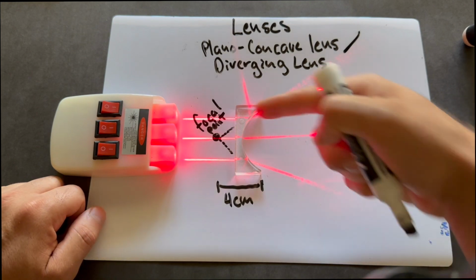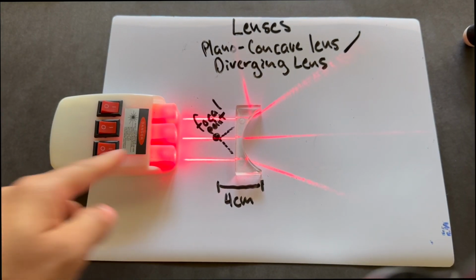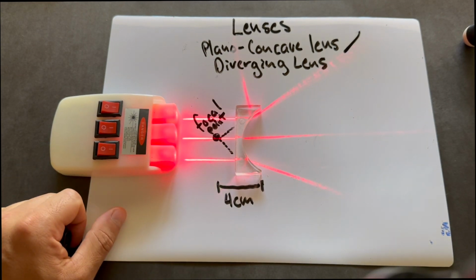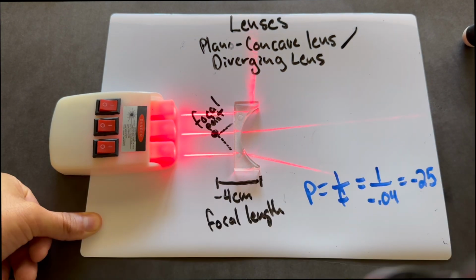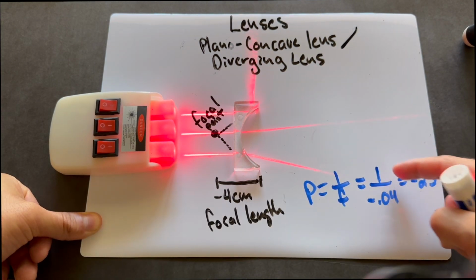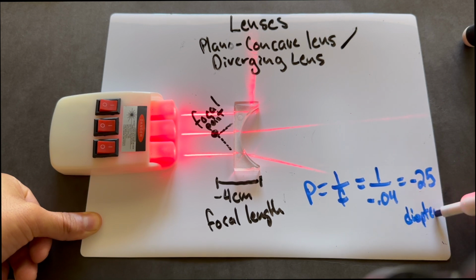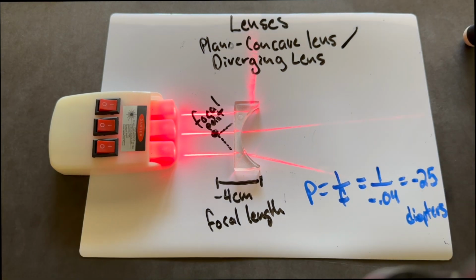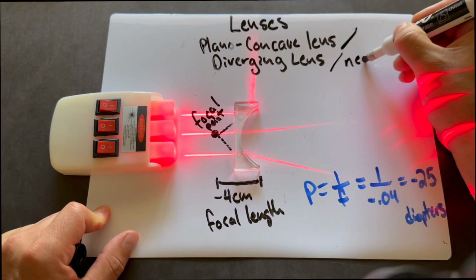But since the focal point is upstream from the lens, it happens before the lens, this is a negative focal length. And the associated power, which is just the reciprocal of the focal length, would also be negative. So this would have a power of negative 25 diopters. Now lastly, because the focal length is negative in this case, this is also called a negative lens.